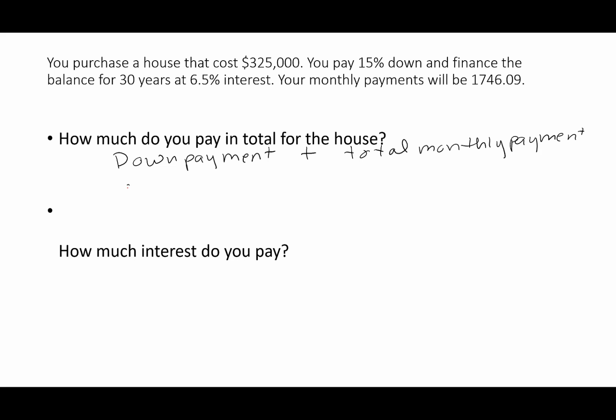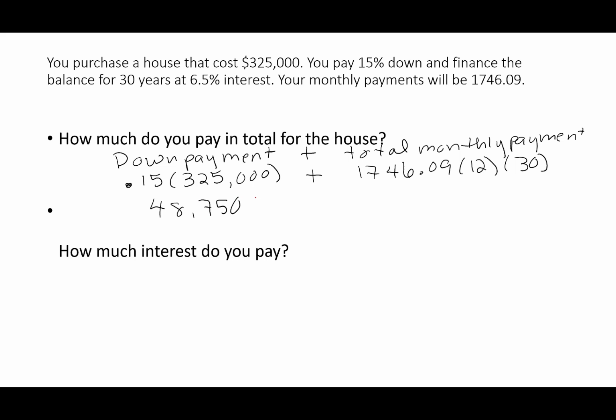So the down payment was 15%, so that's 0.15 of the total price of $325,000, plus our monthly payments. Well, our monthly payments were $1,746.09, but that's per month, so there's times 12, and that's for 30 years, so that's times 30. Let's write each of those pieces down. So our down payment was $48,750, and our monthly payments total $628,592.40. So there's a grand total of $677,342.40.